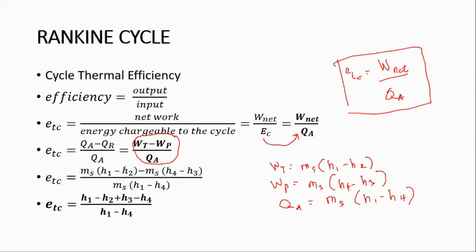So, palitan natin mga corresponding formulas. So, ayan. And then, pwede natin i-cancel out si mass ng steam. And then, simplify natin. Finally, in terms of specific enthalpy, we have cycle thermal efficiency of H1 minus H2 plus H3 minus H4 all over H1 minus H4. So, madali lang tandaan kasi pag sunod-sunurin mo, 1, 2, 3, 4, then alternate lang yung sign, positive, negative, all over H1 minus H4. So, yan yung ating Rankine cycle.